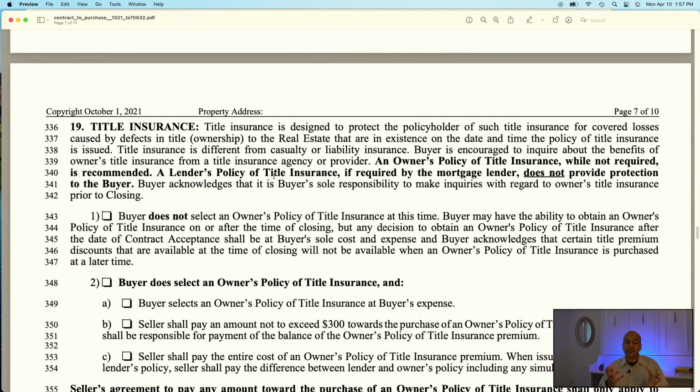Title insurance is something to protect the owner of the property. It basically covers from losses caused by defects in the title, defects in the chain of ownership, chain of custody.